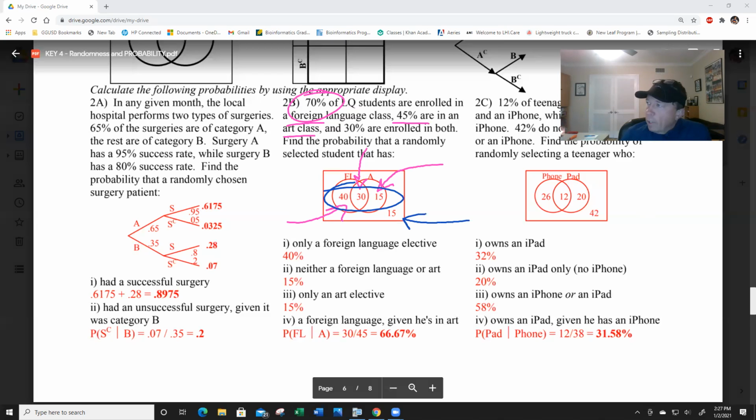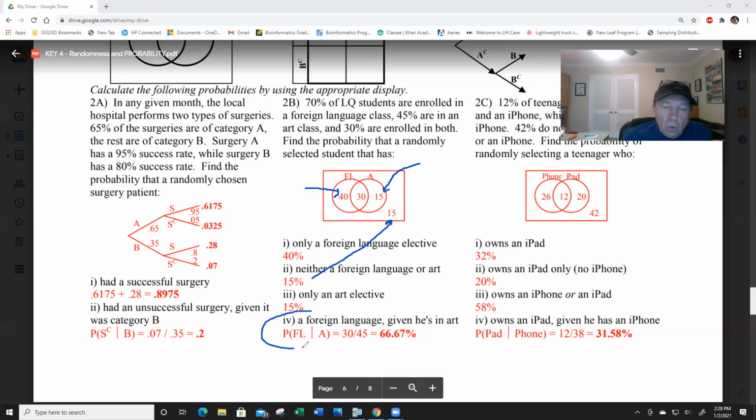Okay? So let's ask these questions. There's actually 4 parts to a Venn diagram. The 4th part is the neither part. Okay? Only a foreign elective, only is that one. Neither is this one. Okay? Only an art elective is that guy. And a foreign language, given he's in art.